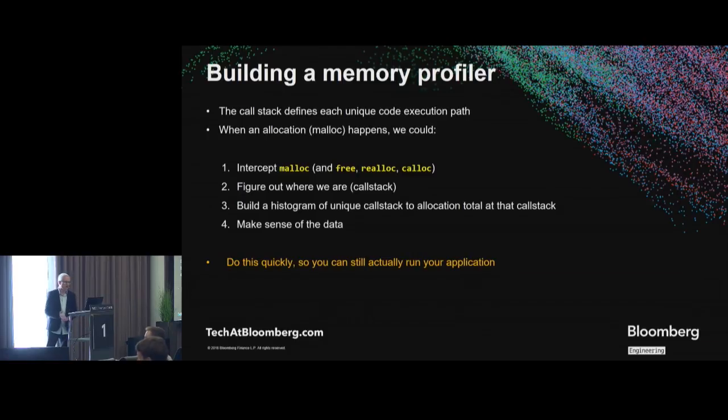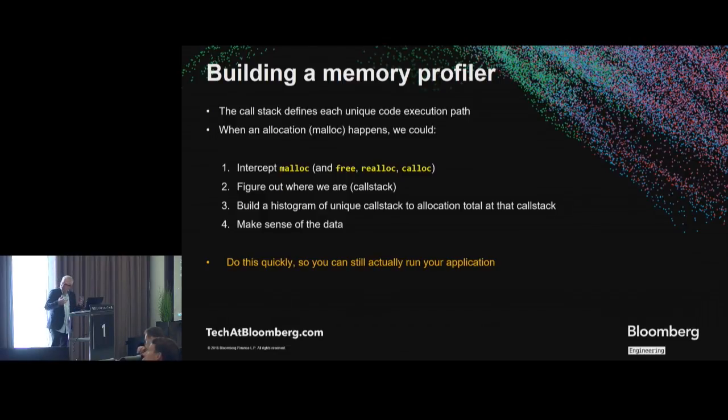So how do you build a memory profiler? As we say, the call stack defines each unique code path all the way down to malloc. So what could we do? We could intercept malloc and free and realloc and calloc and so on. We could figure out where we are, and look at the call stack at that point. We could build a histogram mapping unique call stacks to allocation totals. For every unique call stack, we can just keep a sum of how much memory has been allocated by that unique call stack.